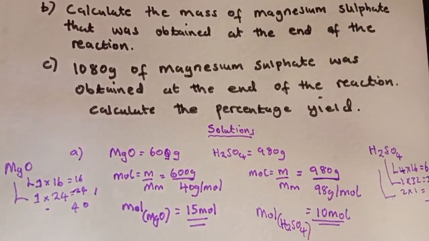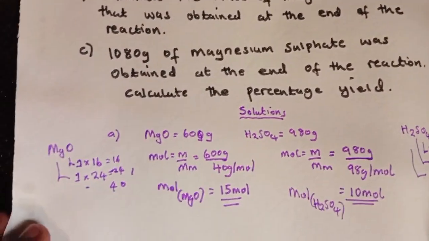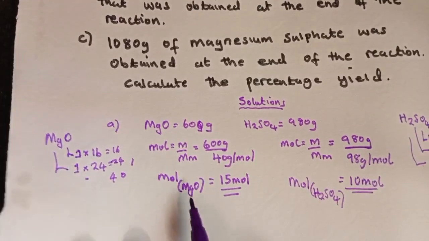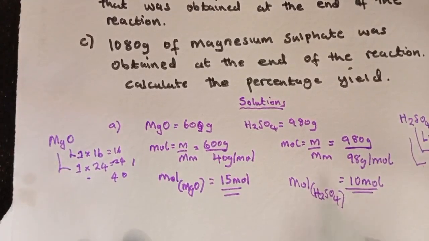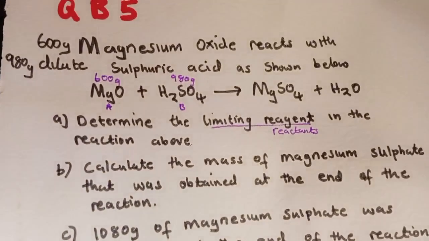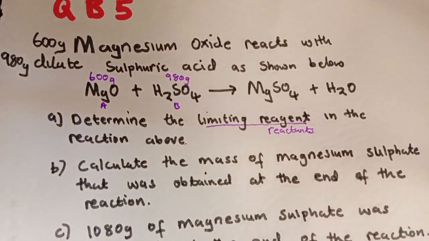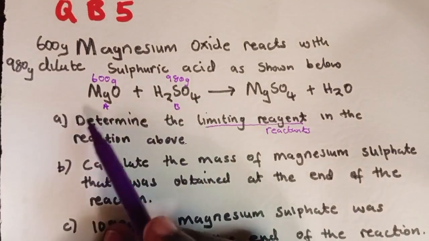Okay. So the step is very simple. Just find the what? The moles. So we'll find the moles for magnesium oxide and the moles for this. Now, the question here was saying to determine the limiting reagent.